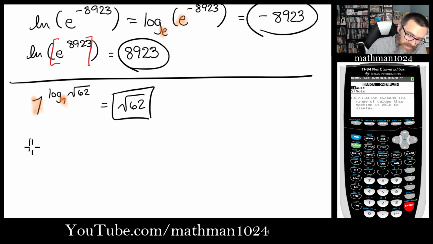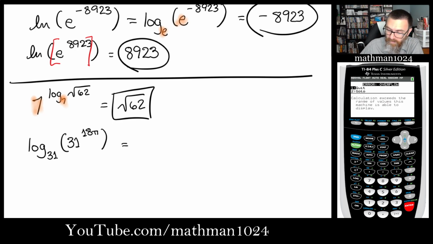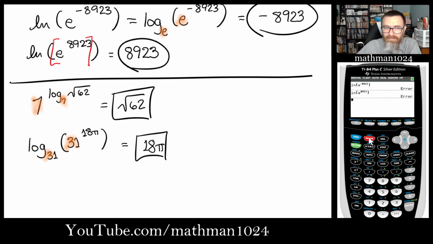And the next example is very similar to the last two. Log base 31 of 31 raised to the 18 pi. So again, the base of the log and the base of the exponential are the same. And we're left with just that power, which is 18 pi. Now, this might be something that can be done in the graphing calculator. Oh, but having the base of 31 is really kind of messy.